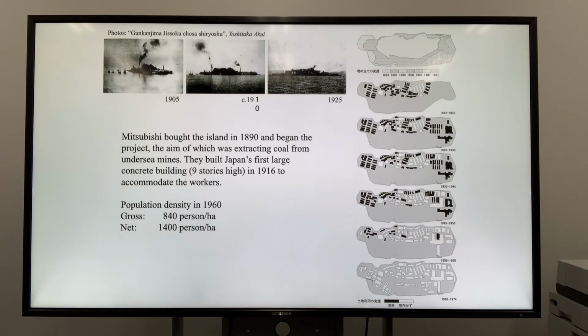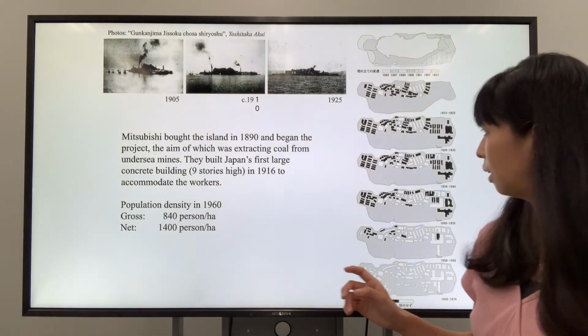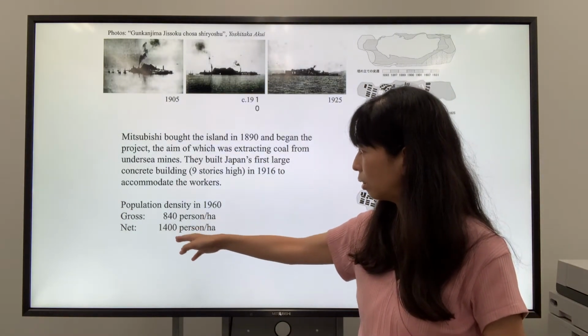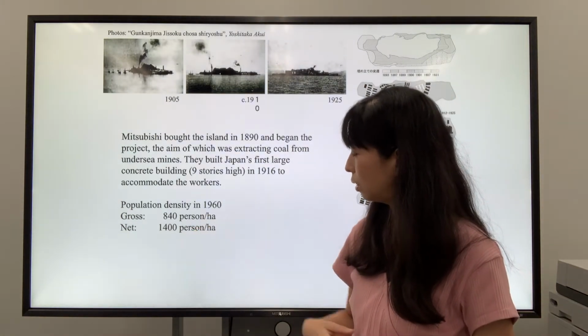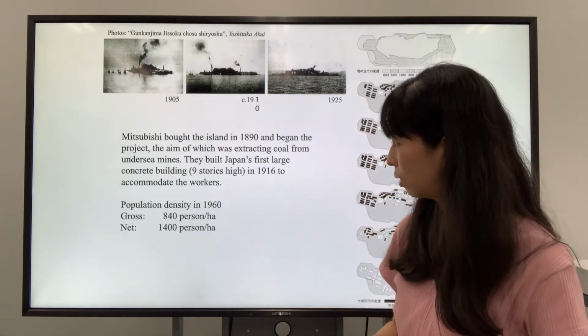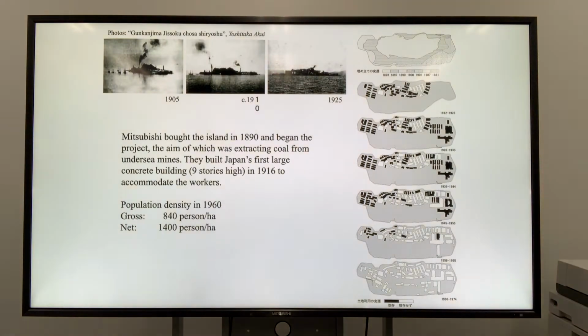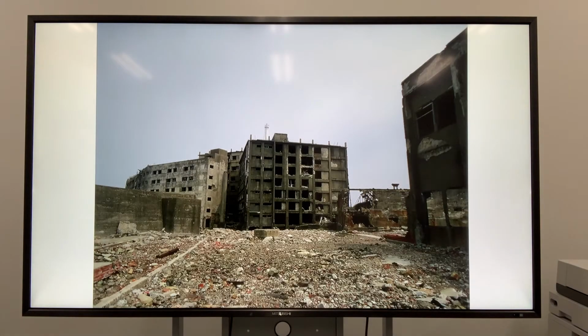Okay, maybe for us it's not so high-rise when you see 9 stories, but in the 1960s, 9 stories was the tallest. So the population density in the 1960s actually increased a lot. The net population density here is around 1,400 persons per hectare. This is the 9-story building that I just mentioned.